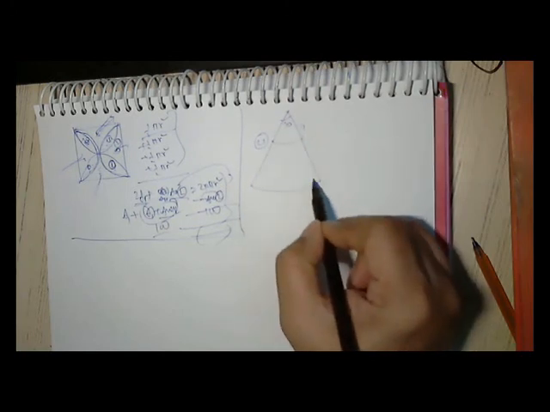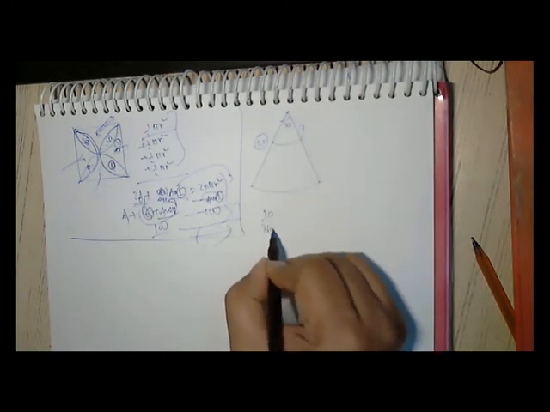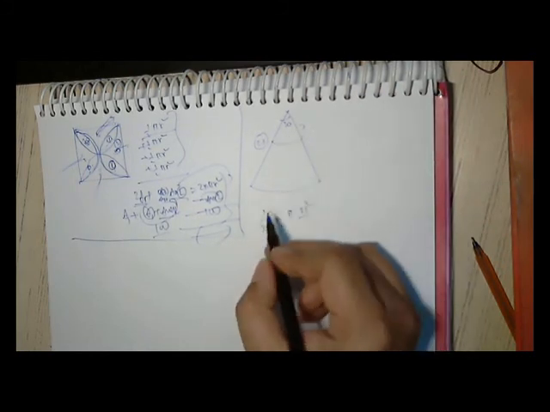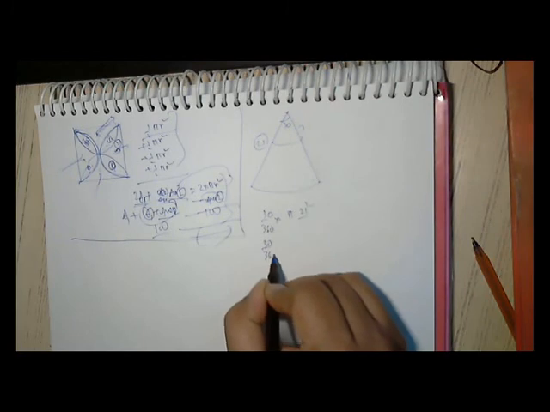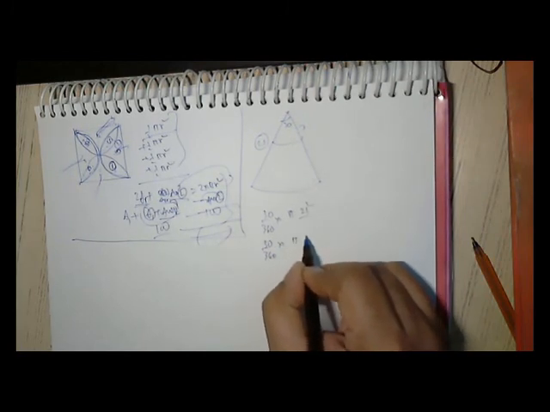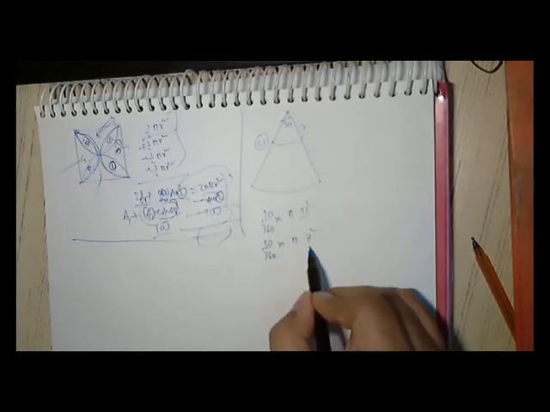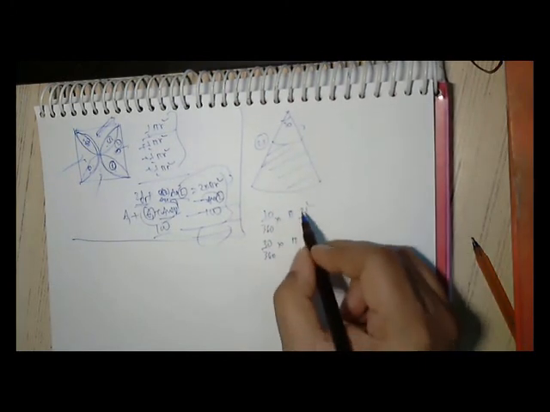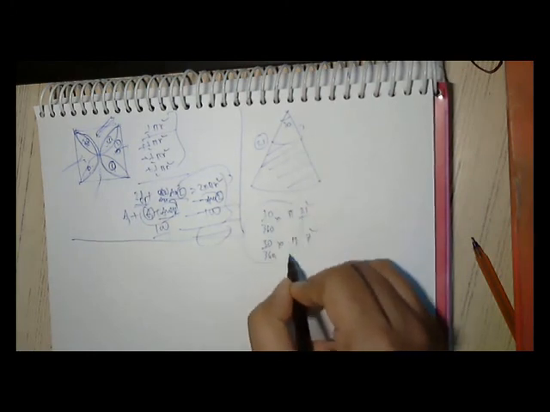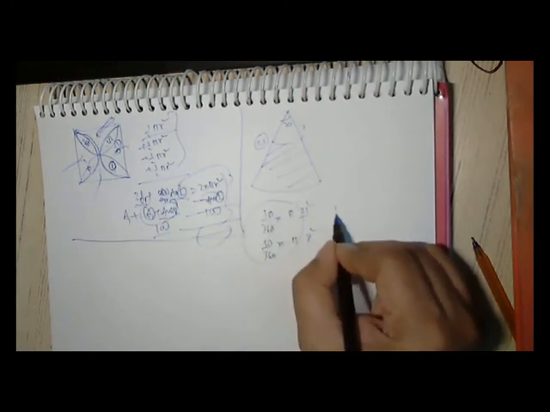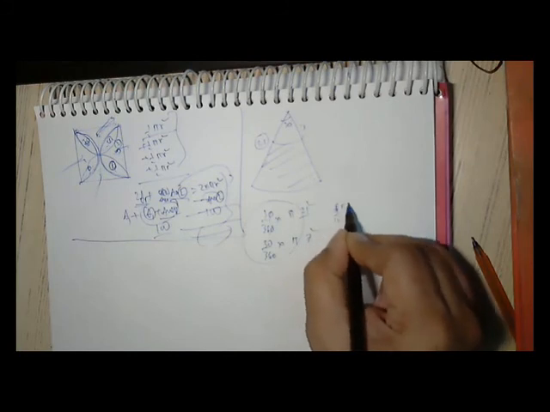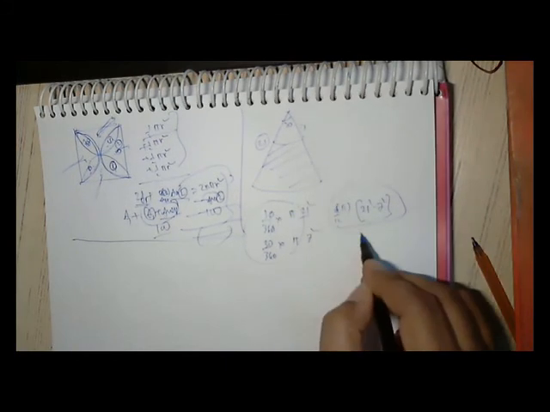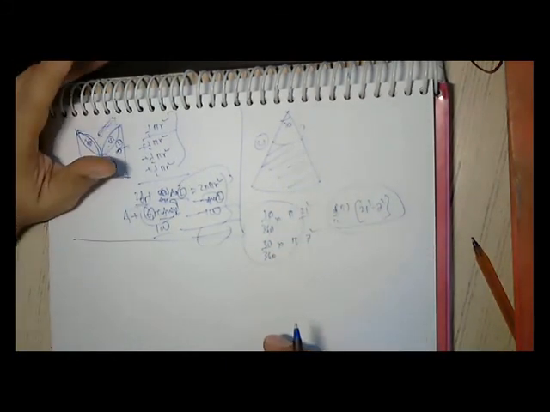So what is the bigger area? 30 by 360 into pi r square. What is the smaller area? 30 by 360 into pi r square. So this minus this is equal to my shaded area. So it is the same: pi by 12 into 21 square minus 7 square. So we simplify this and get the shaded area.